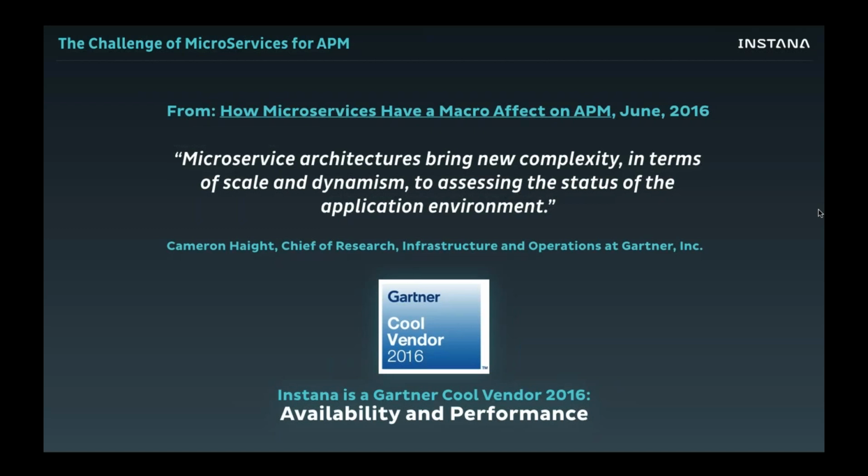They started writing about this quite extensively. There are about 4 reports out. I've taken a quote from a Gartner report titled How Microservices Have a Macro Effect on APM. This was published in June by the key research guys who focus on the world of monitoring and infrastructure and operations, and specifically also APM. The quote: microservice architectures bring new complexity in terms of scale and dynamism to assessing the status of the application environment.